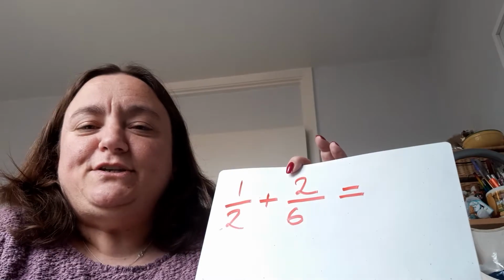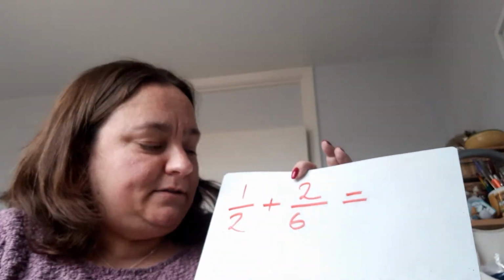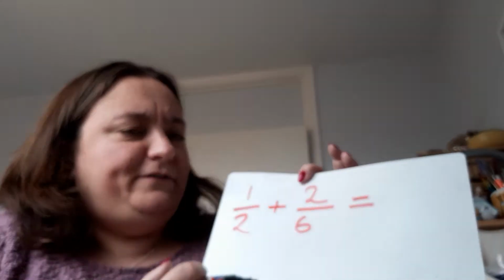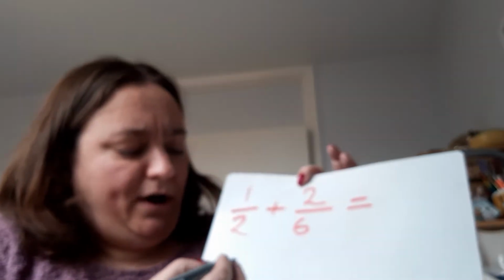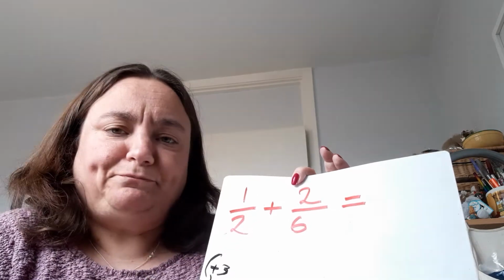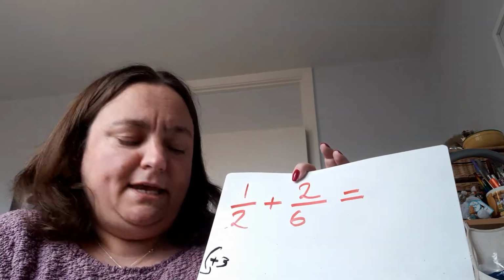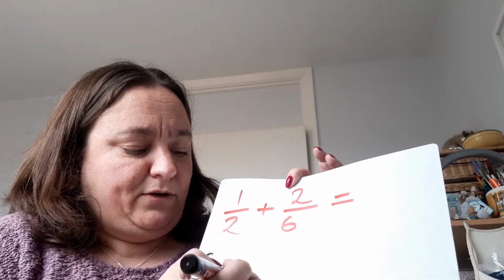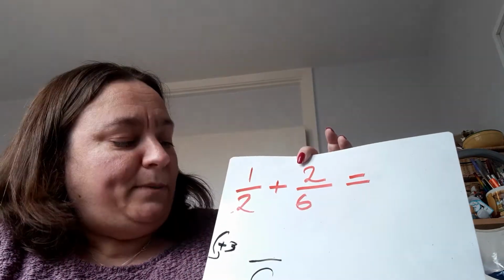Now on this one, I can see that a half is going to be the easiest one to change, and I can change that one into sixths. So to get from a half to sixths, I need to times it by 3, because 2 times 3 is 6. So I can write that down at the bottom for my new denominator.